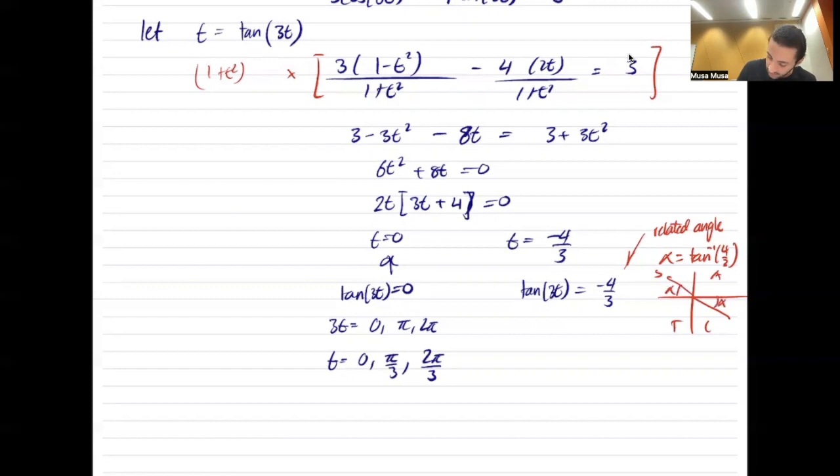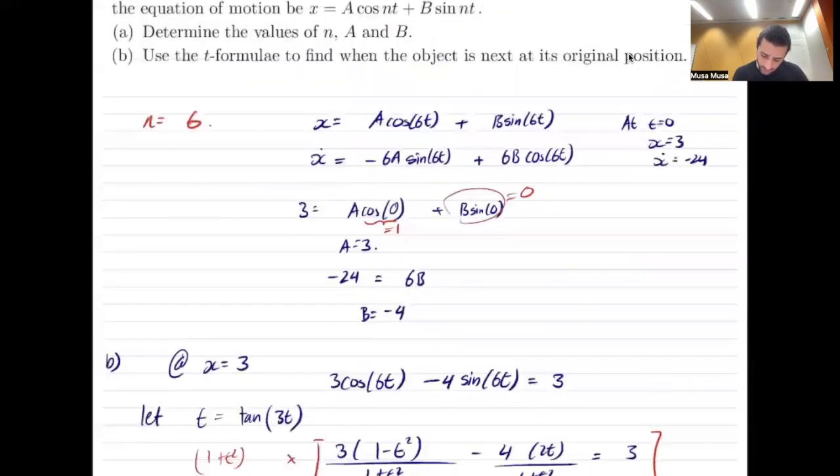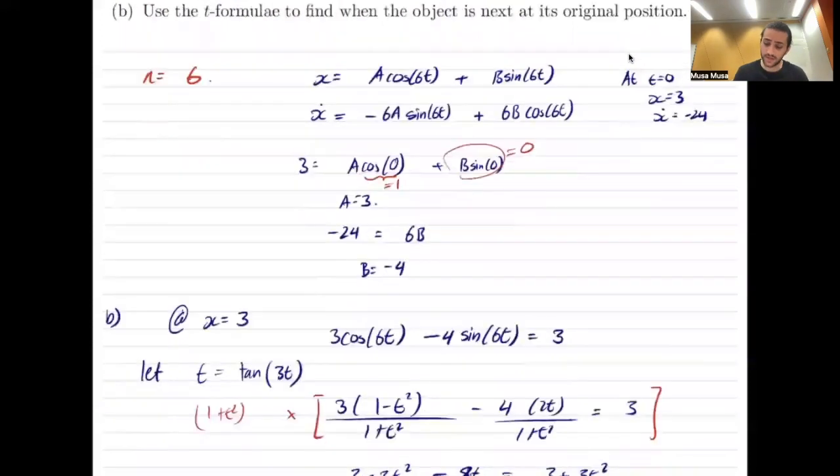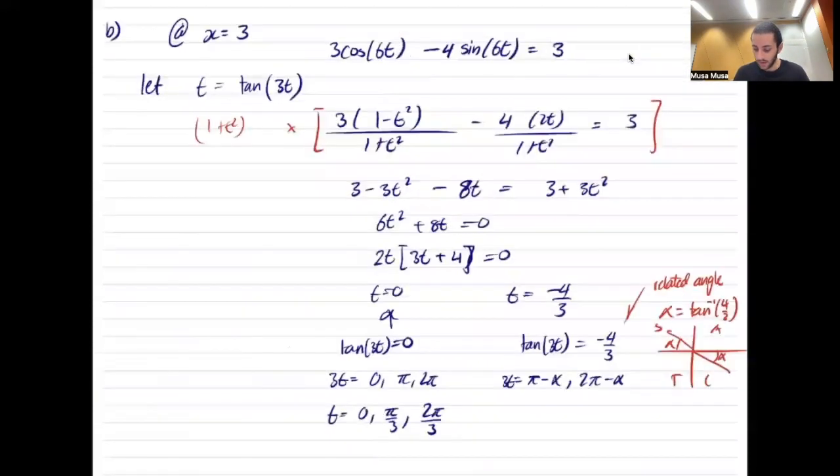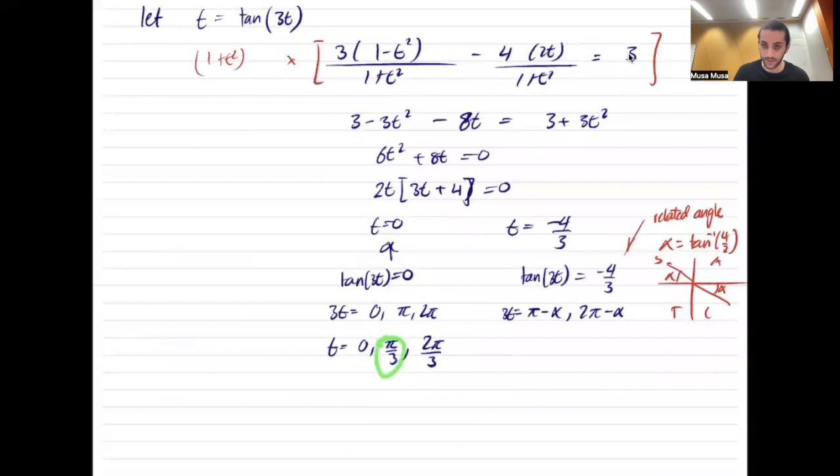So what can the 3T equal? The 3T can equal pi minus alpha, and then 2 pi minus alpha. What does the question say? To find when the object is next at its original position. Okay, well, clearly, this one's going to be the contender for the answer, isn't it? Because you wouldn't even deal with the ones afterwards, because this one's more than this, so this is the earlier one, and then this is pi minus alpha.